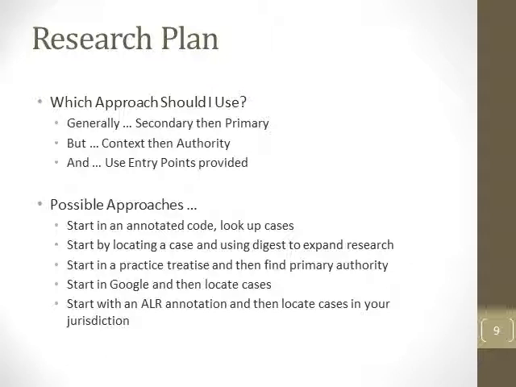And always remember, use the entry points that are provided. If you have a citation, you may really want to start in an annotated code and then use the case annotations to find cases and extend your research that way. If you have a case as a starting point, you might want to look up the case and use the headnotes in the case to find other related cases and use a digest further to expand your research. You might want to start in a practice treatise, particularly if the answer is going to be quick or you need to find things like forms. And then from the treatise, you can then go find primary authority.